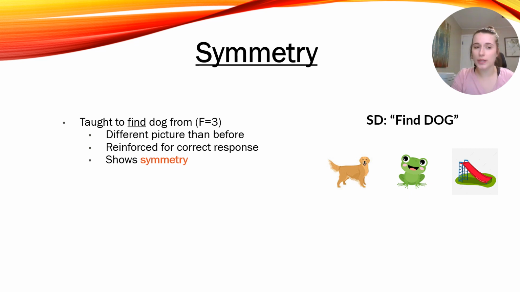Next, we taught symmetry. We then taught the child to find a different picture of a dog from an array of 3. So instead of using the Dalmatian pictures for matching, now we used a different picture, still in the same stimulus class of dogs, but instead we used a picture of a golden retriever. In this instance, the therapist at the table using DTT would say, find dog. And the client would hear that, and then through prompting and shaping, we reinforce them correctly identifying to find dog. This shows symmetry. Find dog, they selected dog.